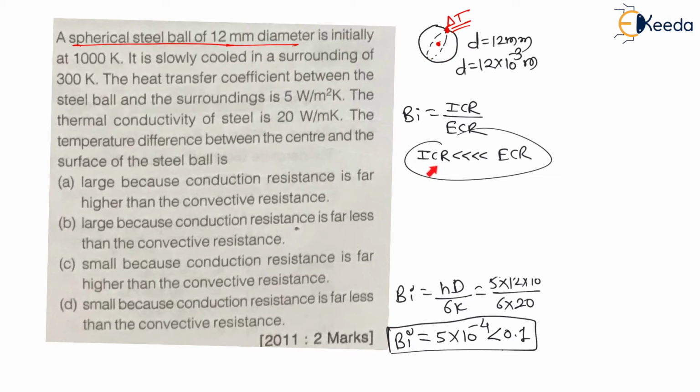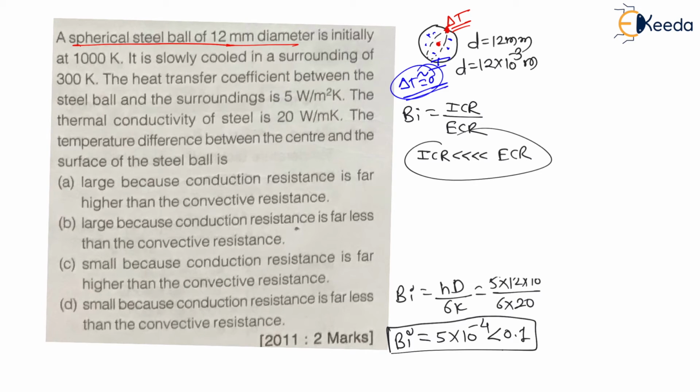Whenever internal conduction resistance is very, very small, then at each and every location the temperature of body will be same. Because the resistance is very small, heat transfer is very high, therefore normalizing the temperature at each and every location. Therefore, change in temperature within body will be approximately equal to 0. Therefore, the temperature difference between center and surface will be very small.